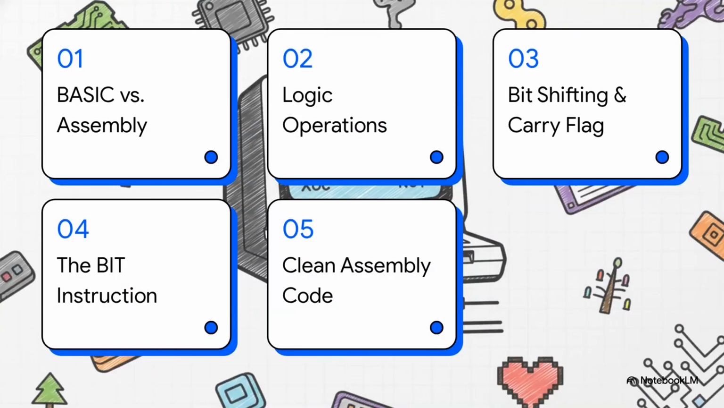Okay, here's a really quick look at our agenda for today. We'll start with BASIC versus assembly, then move right into logic operations. After that, we'll hit bit shifting and the carry flag, take a look at the BIT instruction, and finally, wrap up with how to write clean assembly code.